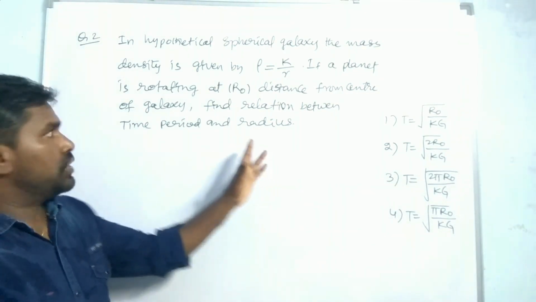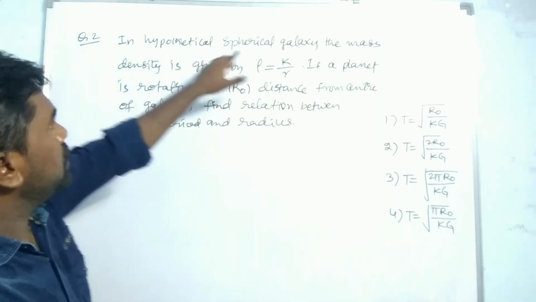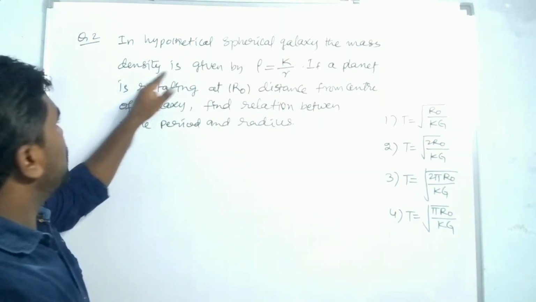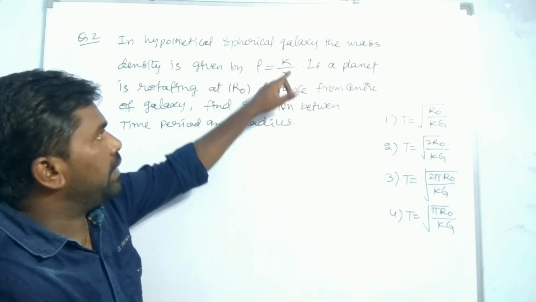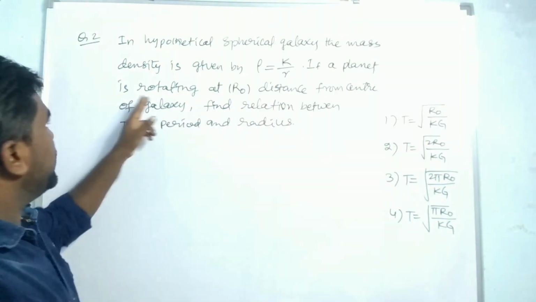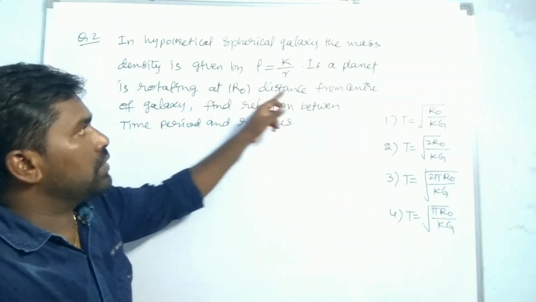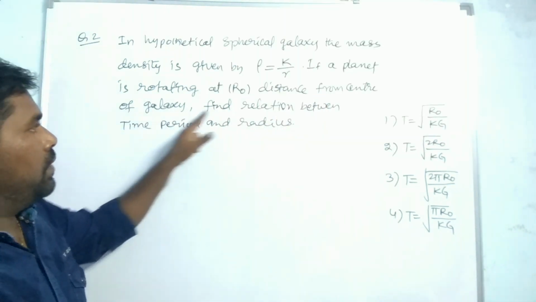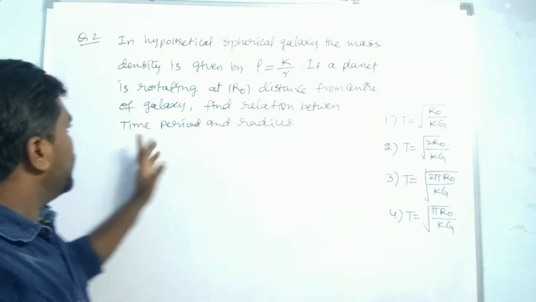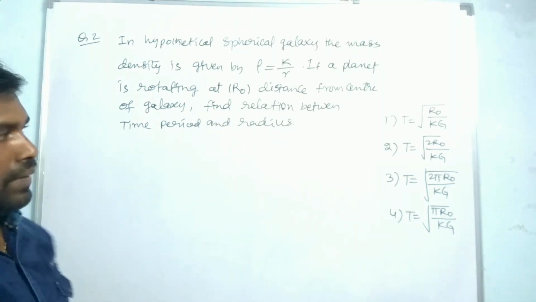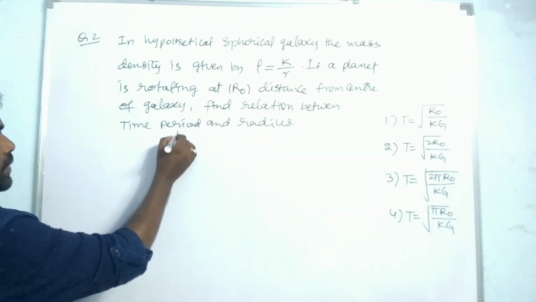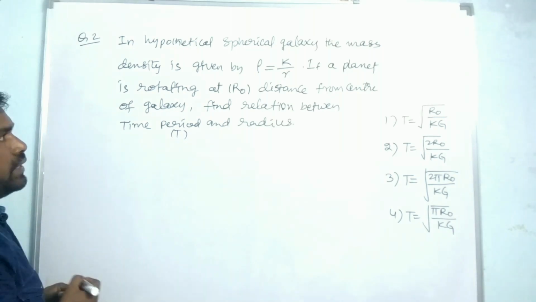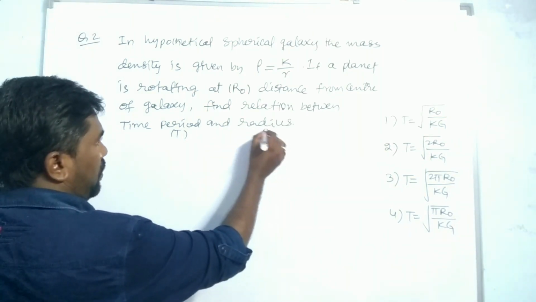Here there was one more question. In a hypothetical spherical galaxy, the mass density is given by rho equal to k by r. If a planet is rotating at r0 distance from the center of the galaxy, find the relation between time period and radius. Here the time period is capital T and the radius is r0.